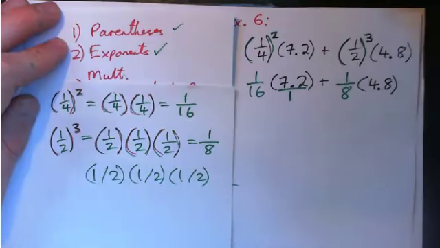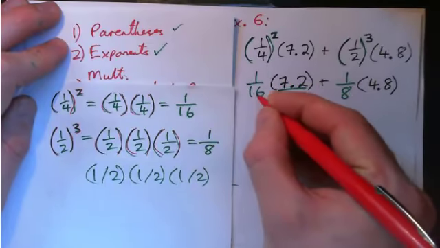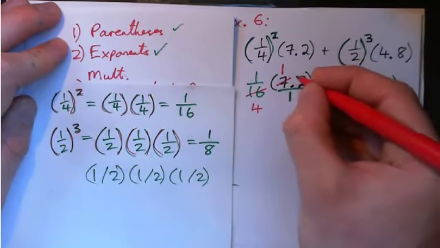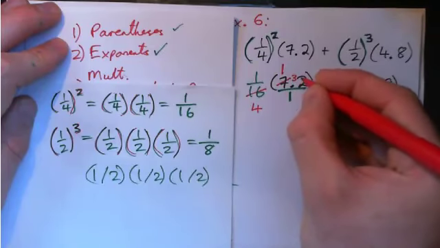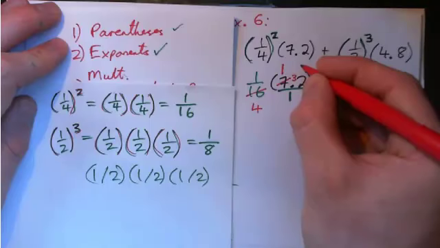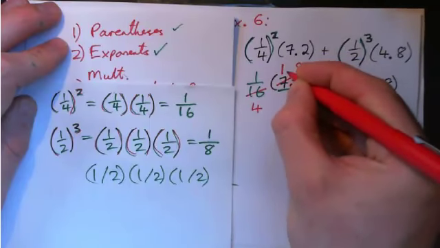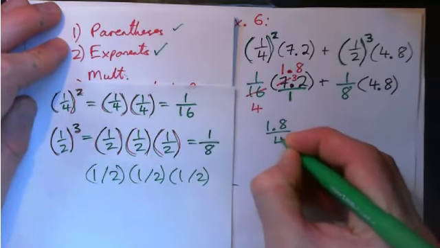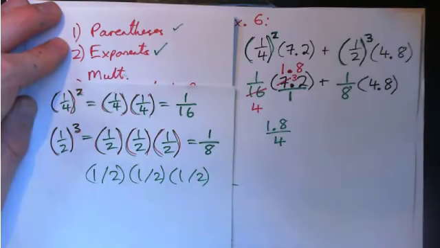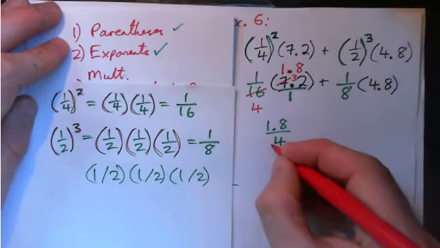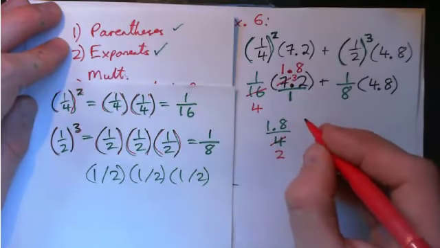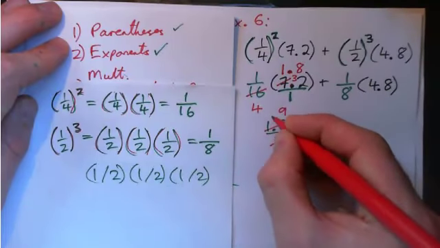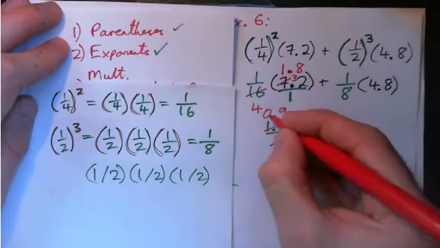Okay, but look, 4 will probably go into this, won't it? 4 into 16 goes 4 times. 4 into 7 goes once. Remainder 3. 4 into 32 goes 8 times. And the decimal point goes up here. So that's 1.8 over 4. Does that simplify it even further? I think so. 2 into 4 goes twice. 2 into 18 goes 9 times. So 0.9 over 2, right?